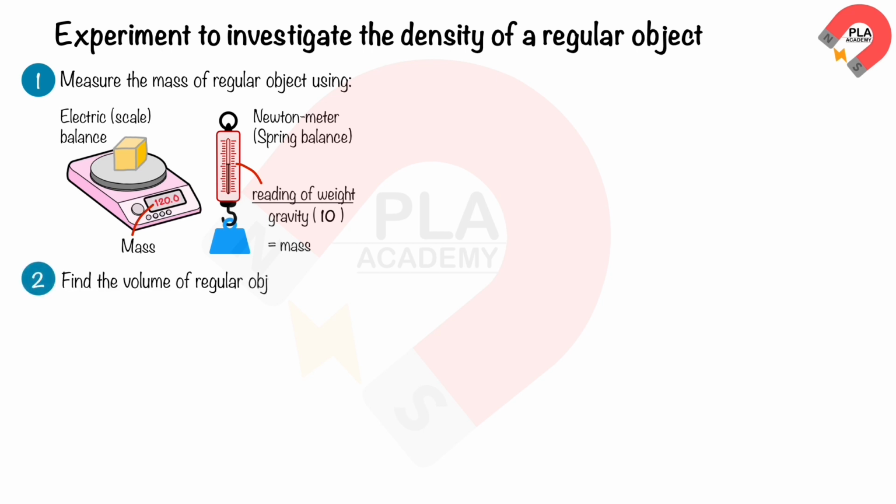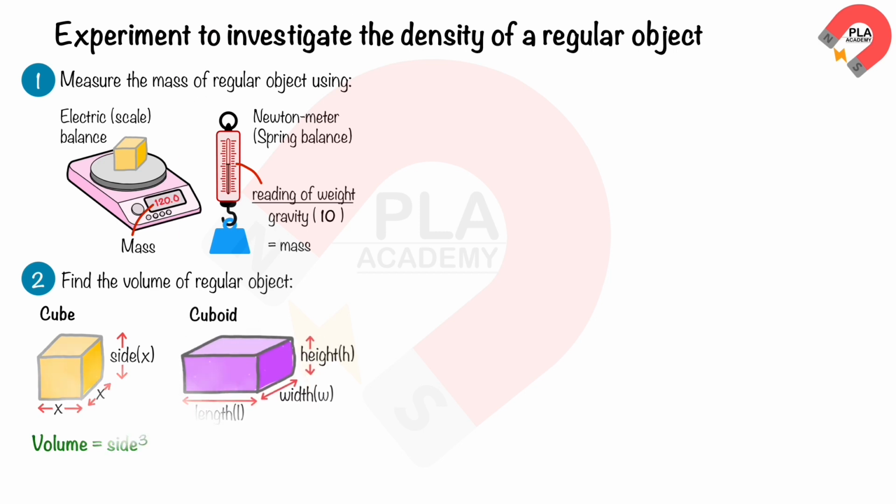2. Find the volume of a regular object by measuring its dimensions and calculating the volume using the formula. For example, for a cube, measure the length of each side with a ruler. Calculate its volume using V equals side cubed. For a cuboid, measure the length, width and height with a ruler. Calculate its volume using V equals length times width times height.